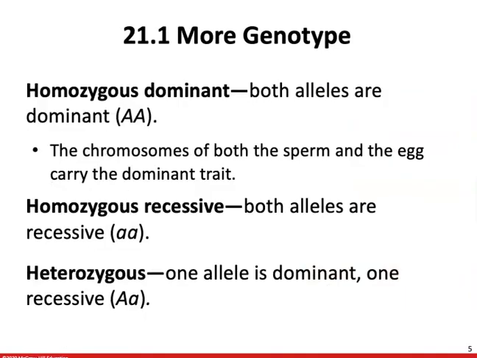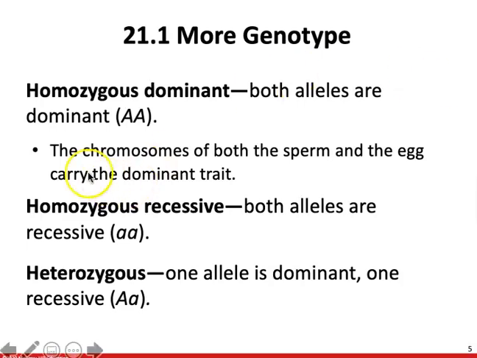When both of the alleles inherited from your parents are exactly the same, we say that the individual is homozygous. Homo meaning same as, zygous referring to the types of alleles that are present. So if you're getting the exact same allele from both your mom and your dad, we say that you are homozygous. If you are getting different alleles from your parents, we say that the individual is heterozygous. Hetero meaning different.